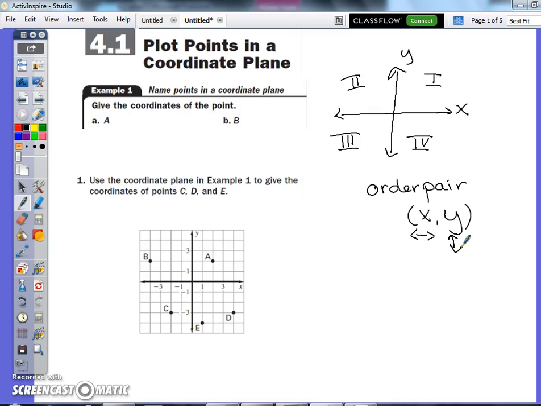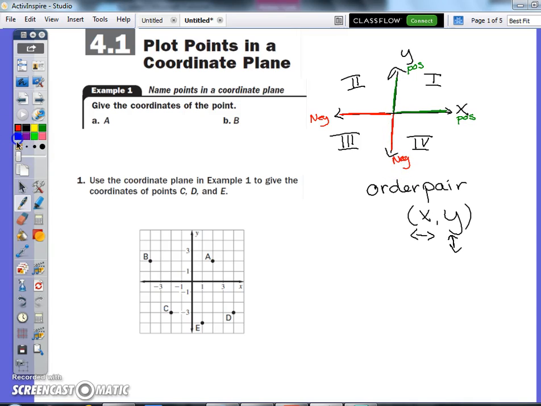Now, we need to know where x is positive. X is positive to the right. X is negative to the left. Y is positive going up. And y is negative going down.